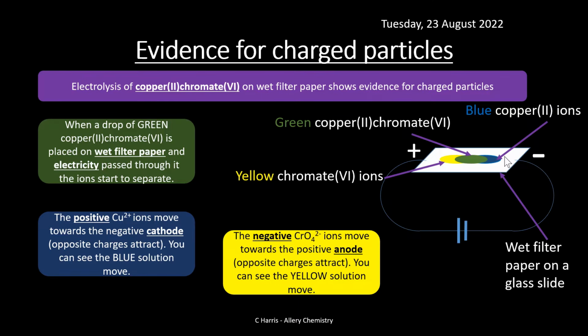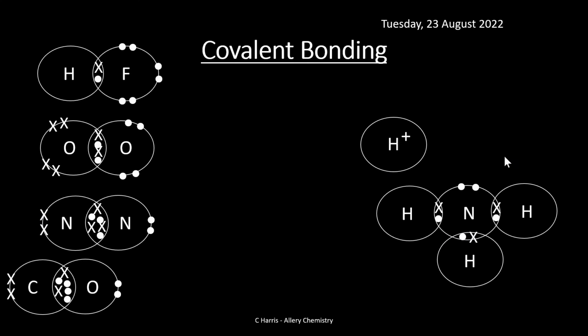Okay. Alright, so let's look at another type of bonding, which is covalent bonding. Covalent bonding is a different type of bonding. Ionic bonding is where you've got ions, and effectively you have charged particles, and it's an attraction of the charged particles, and that's how it works.